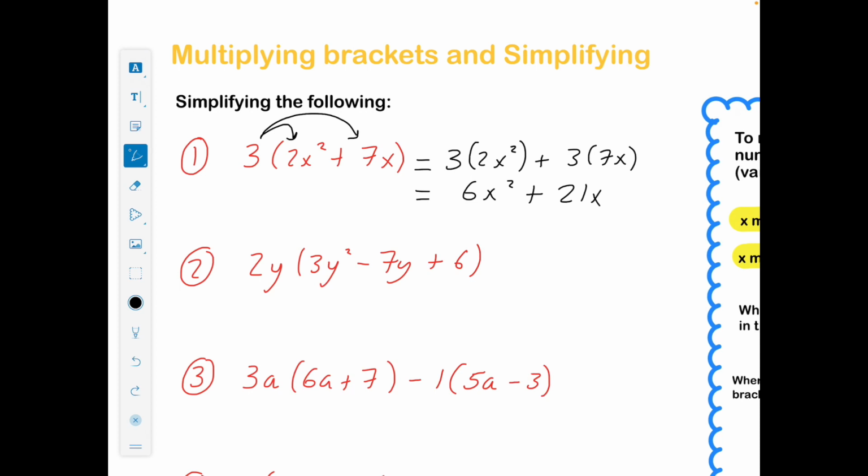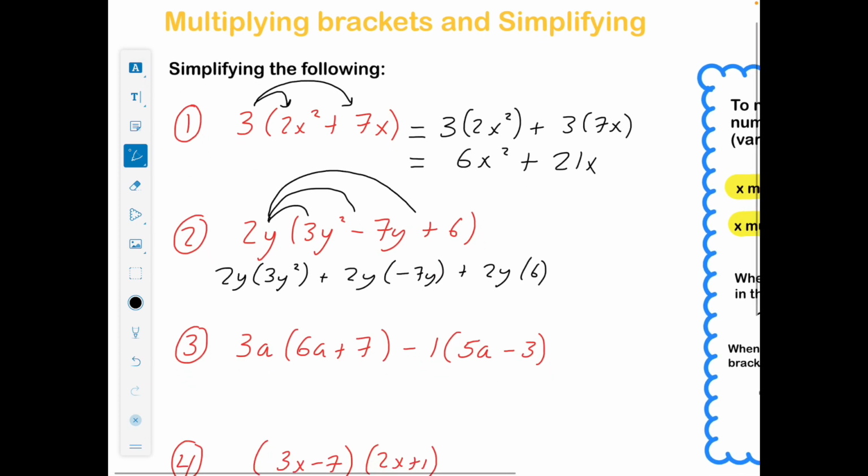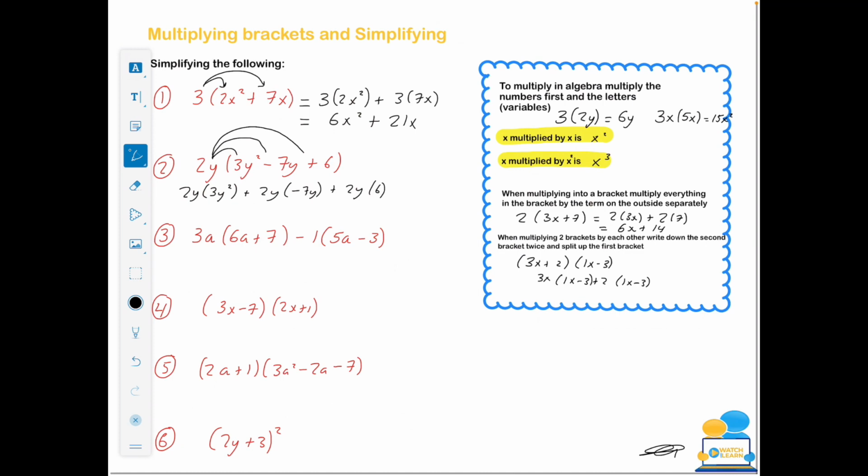After a bit of practice, you can start to skip this line. It's a good idea to draw on your arrows. It's still a good idea to show your work. I think you're less likely to make a mistake by writing it out, and it only takes a couple of seconds. We're going to do exactly the same thing here. So we'll do this, by the second term, and by the third term. So we have 2y multiplied by 3y squared, minus 2y multiplied by minus 7y. Sorry, plus 2y multiplied by minus 7y, plus 2y multiplied by 6.